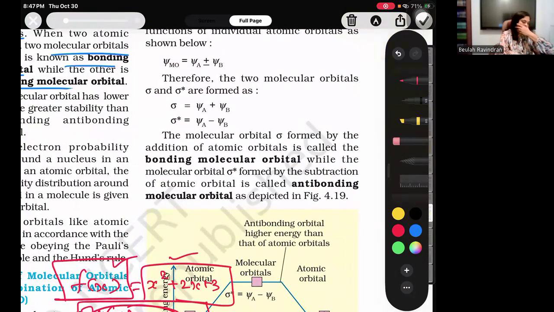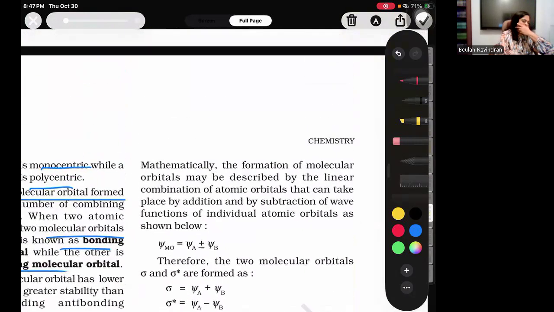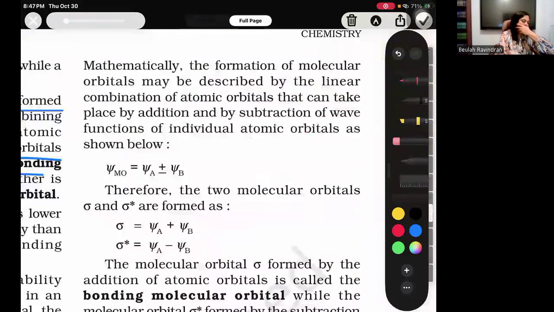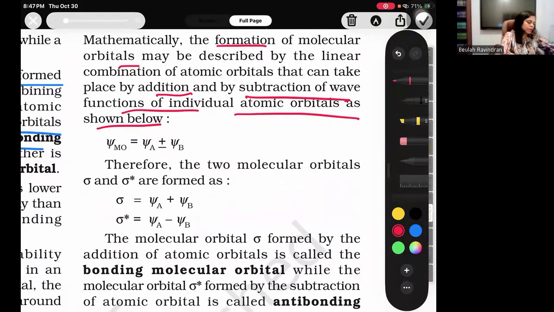Then, mathematically, the formation of molecular orbitals may be described by the linear combination of atomic orbitals, which can take place by addition and by subtraction of the wave functions of the individual atomic orbitals. Like this, we can take. What is the molecular orbital wave function? It is a combination of both, which must be added or subtracted.